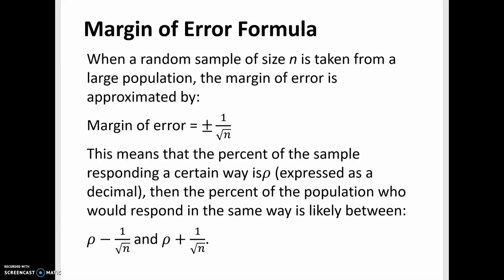Okay, so in order to find the margin of error, what we do is we take the size of the sample, and we plug it into this formula. So we have plus or minus 1 over the square root of your sample size. So what you're doing is you're taking whatever your ratio was and subtracting your margin of error, and then you're taking that ratio and adding your margin of error. Okay, that's going to give you the interval for your population.